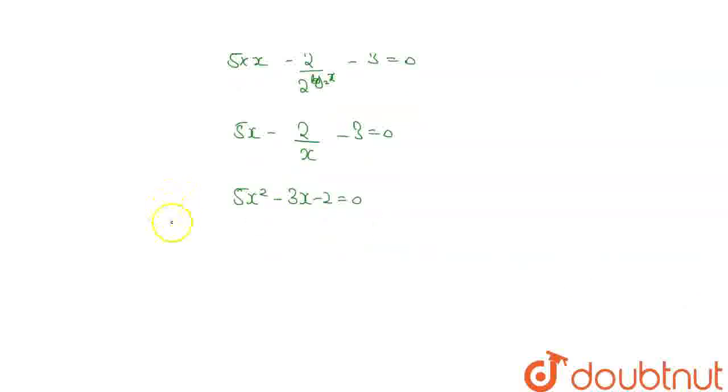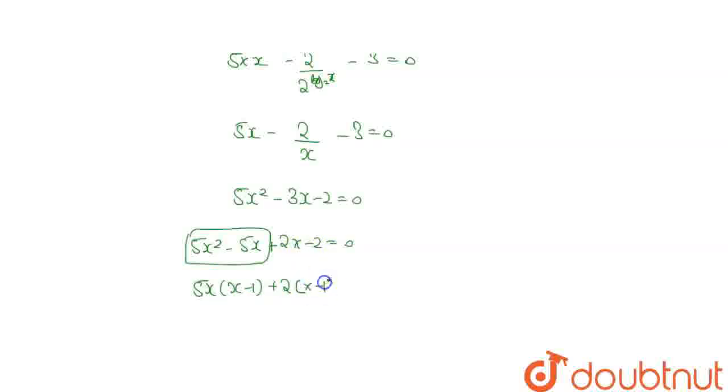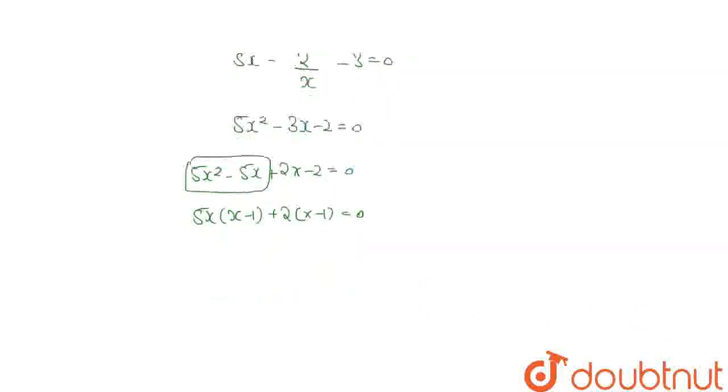Now we can break this equation as 5x square minus 5x plus 2x minus 2 is equal to 0. Now taking 5x common from these terms, we'll get x minus 1. And taking 2 common from the remaining terms, we'll get twice of x minus 1 is equal to 0. So we'll get (5x plus 2) into (x minus 1) is equal to 0. This will give us two values of x, which is x is equal to 1 and x is equal to minus 2 divided by 5.